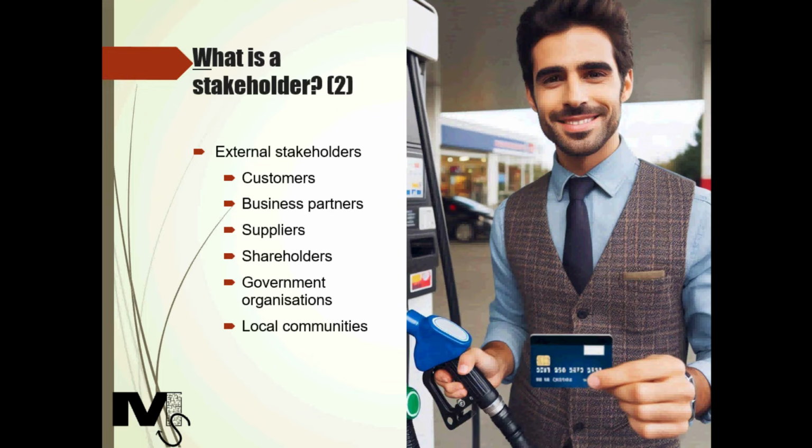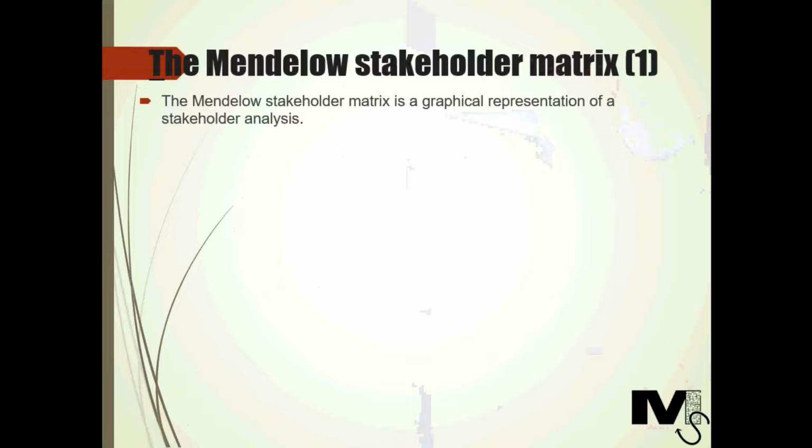Now, let's move on to the Mendelow Stakeholder Matrix. The Mendelow Stakeholder Matrix is a graphical representation of a stakeholder analysis. As you'll find out in this tutorial, it's quick and easy to produce, can help you prioritize stakeholders, and can help you explain a project to other people. It is essentially a project stakeholder management tool.